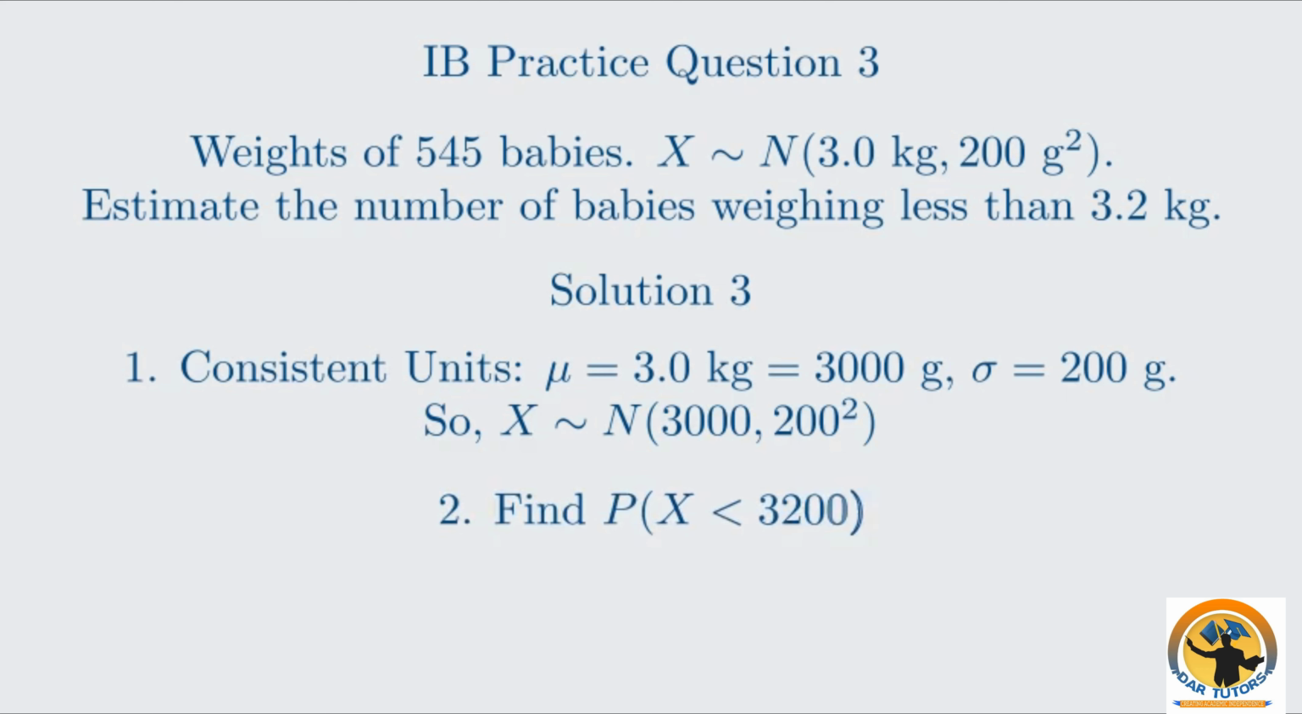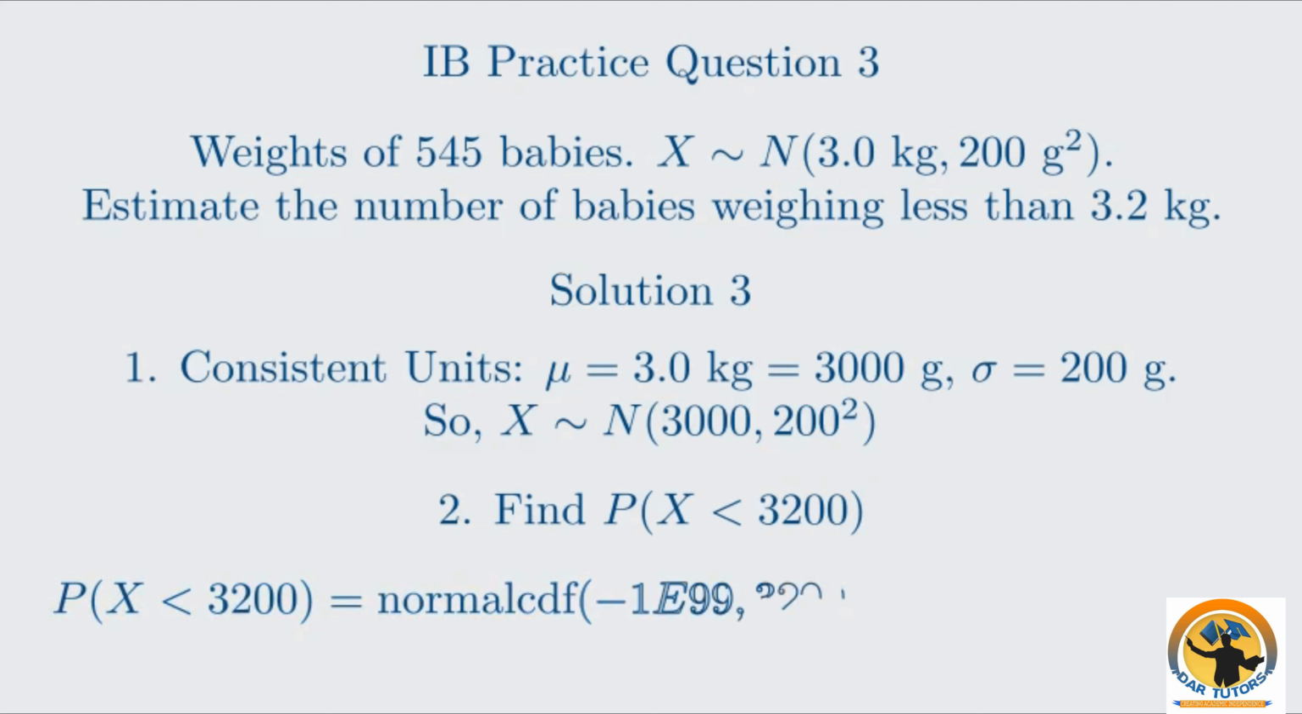We want to find the proportion of babies weighing less than 3,200 grams, and then multiply by the total number of babies, 545. To find this probability, we use normal CDF with a lower bound of negative infinity, an upper bound of 3,200, a mean of 3,000, and a standard deviation of 200. The result is approximately 0.8413. This means that 84.13% of babies are expected to weigh less than 3.2 kilos.